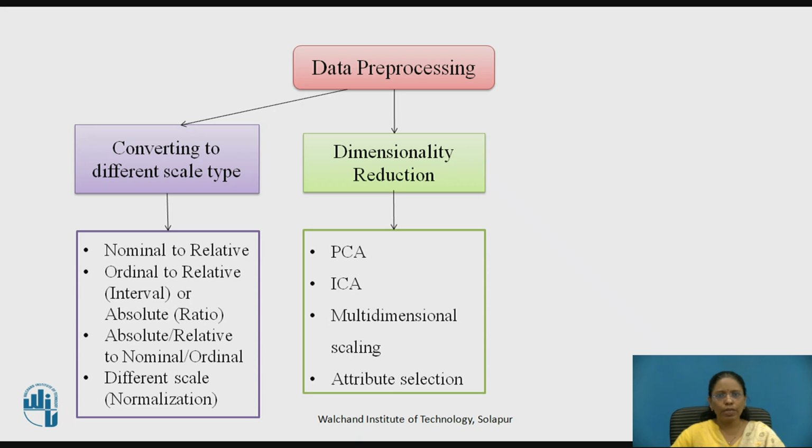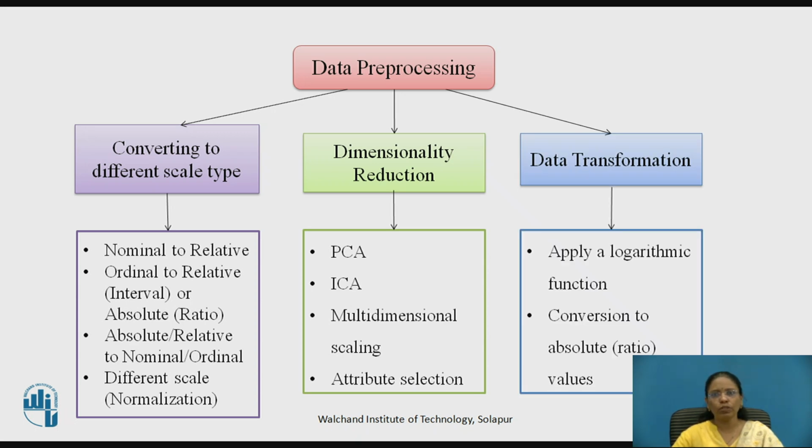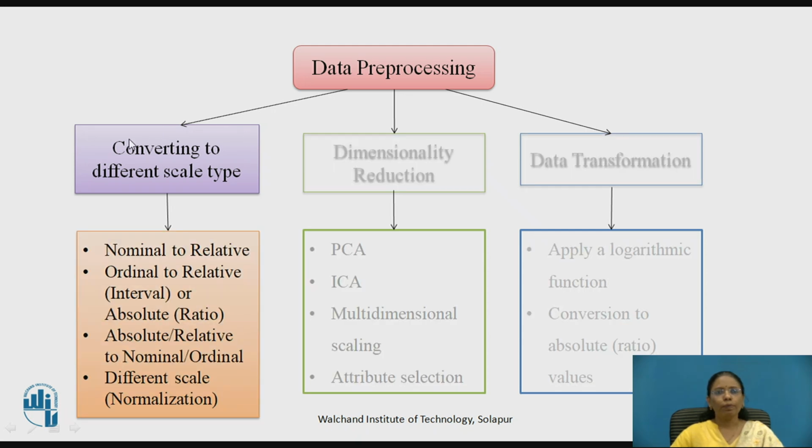Next is dimensionality reduction, in which there are different techniques: principal component analysis, independent component analysis (ICA), multidimensional scaling, and attribute selection are the methods for dimensionality reduction. Then data transformation: we can transform the data, we can apply a logarithmic function, or we can convert the absolute or ratio values. In this video I'll be focusing on converting to the scale type, specifically nominal to relative, ordinal to relative, or absolute.